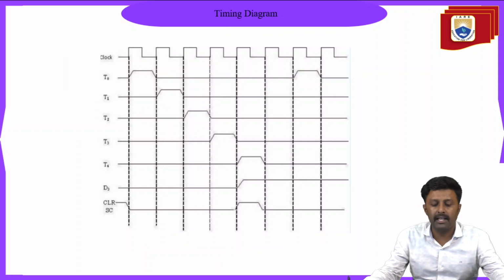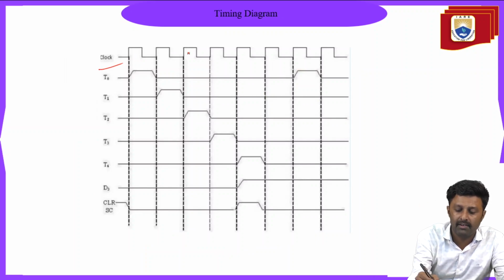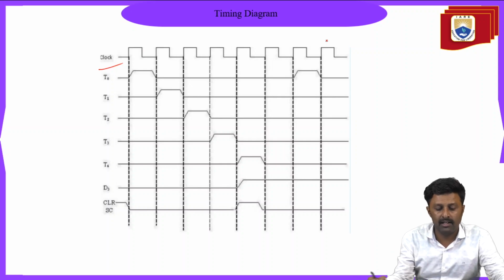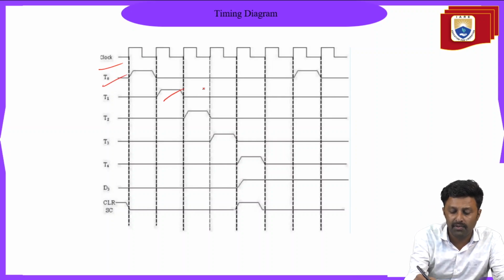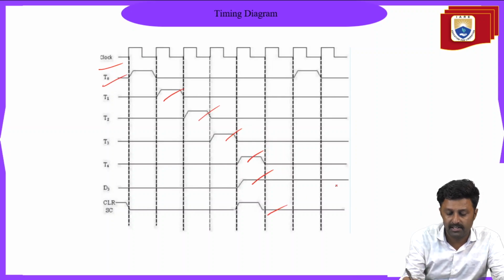So this is a timing diagram. As you can see the clock on different clock cycles, the control unit will give different signals based on this, and this is a clear operation here.